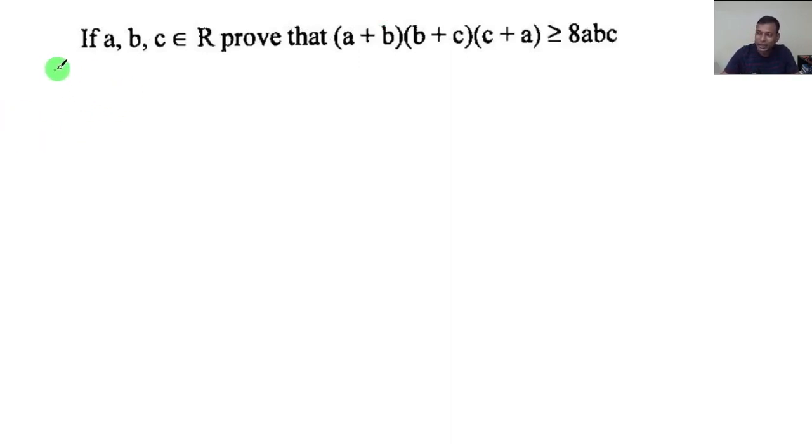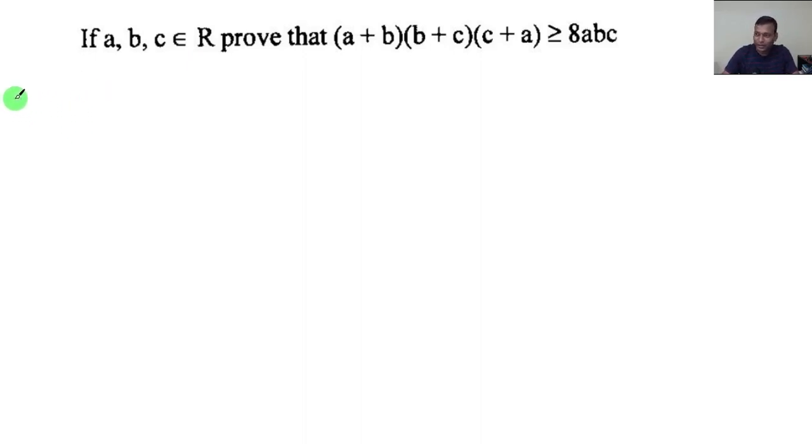So students, this is another question of inequality. In this question we have to prove (a + b)(b + c)(c + a) is greater than or equal to 8abc. Given here a, b, c are real numbers, and as we know that the square of any number is non-negative. That means the square of any number is always positive.